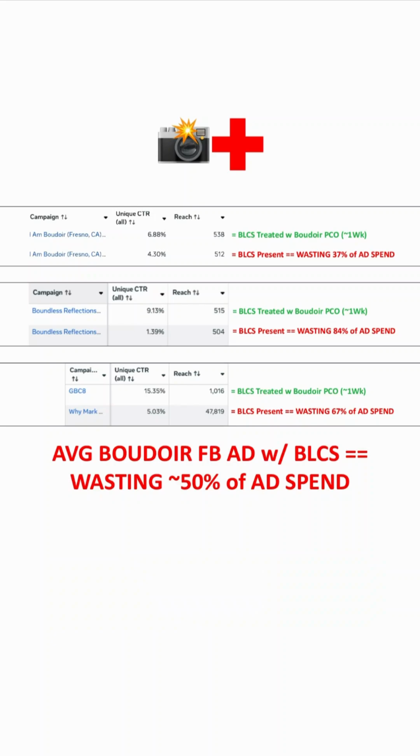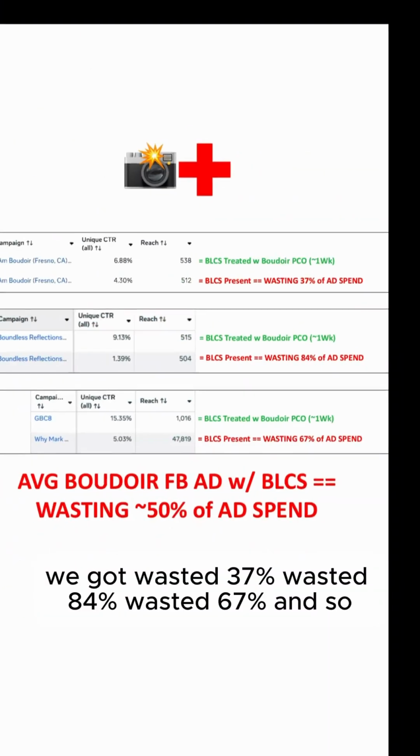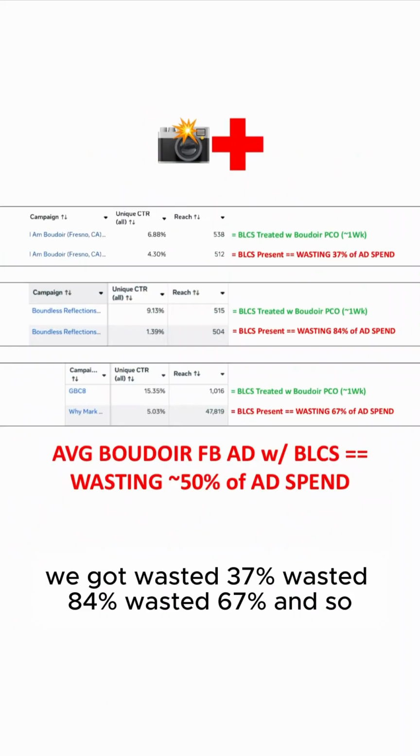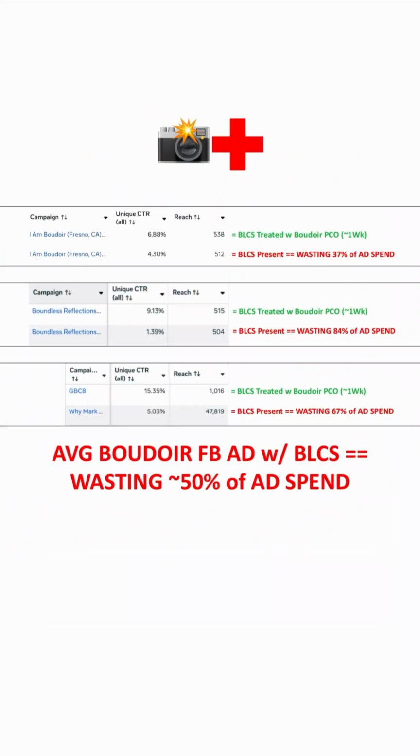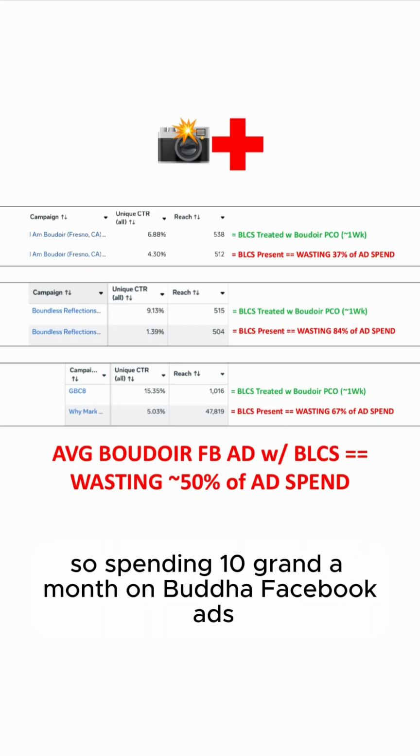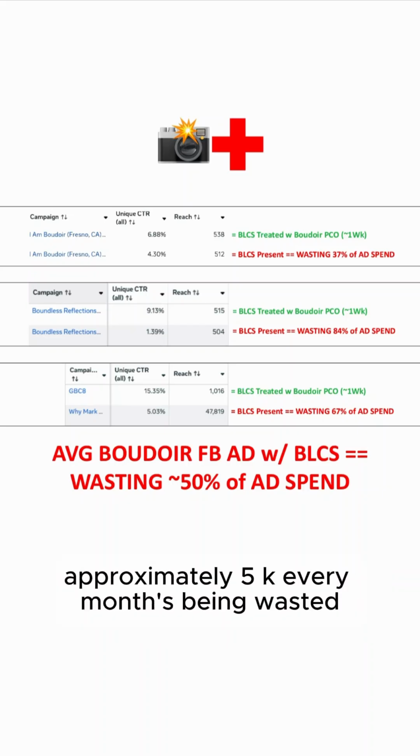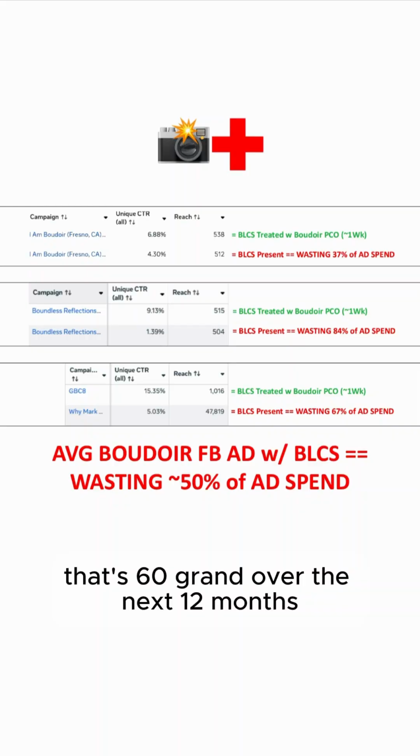Literally approximately half. I mean, look at the numbers here. We got wasting 37%, wasting 84%, wasting 67%. And so the average of that's probably like between 50 to 60%. So spending 10 grand a month on Boudoir Facebook ads, about 5 to 6K, approximately 5K every month being wasted. That's 60 grand over the next 12 months.